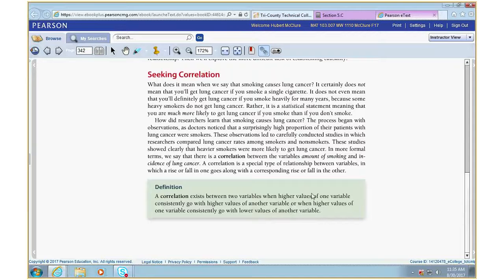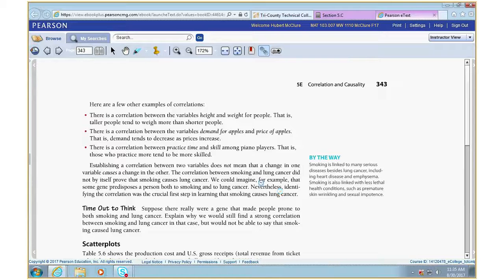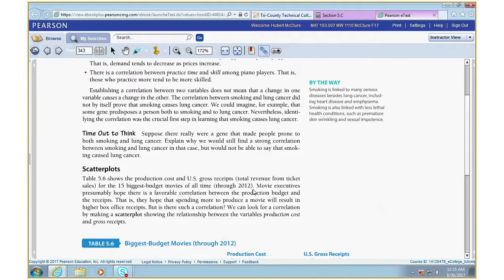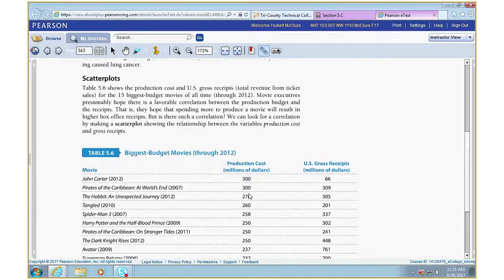Correlation exists when one variable goes higher with values of another variable. It's easier to show you in a graph. I'll show you in just a minute. And you tell this by scatter plots.